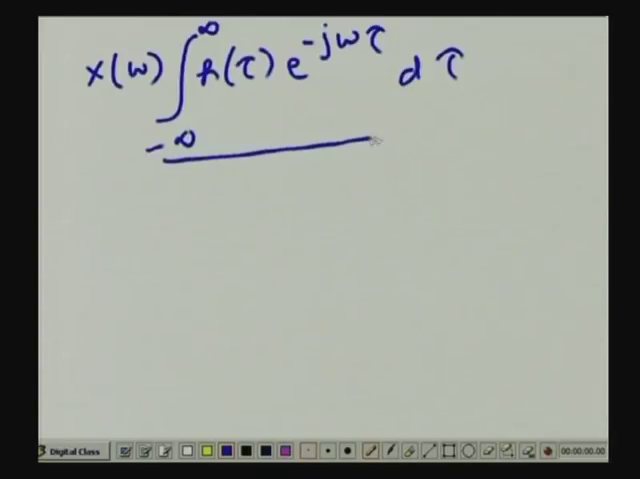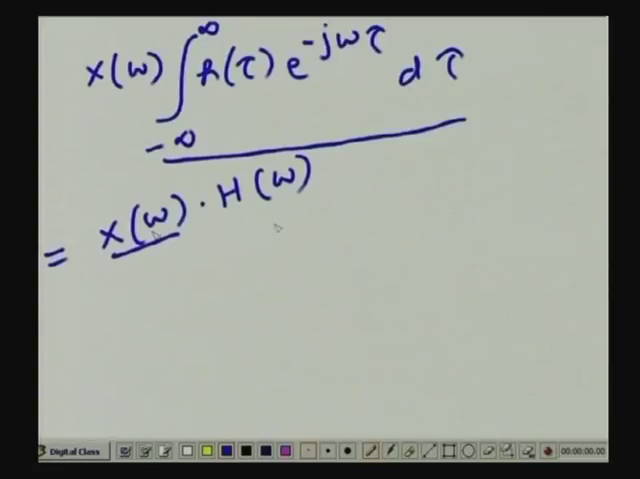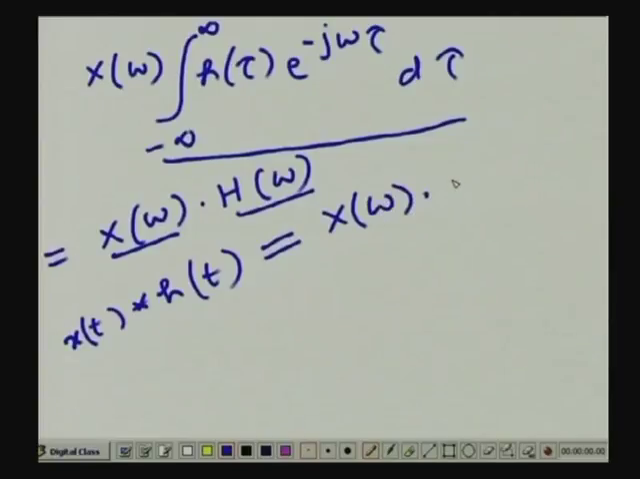Again, you find that from the definition of Fourier transformation, this is nothing but the Fourier transformation of the time signal h t. So, effectively this expression comes out to be X of omega into H of omega, where X of omega is the Fourier transform of the signal x t and H of omega is the Fourier transform of the signal h t. So, effectively this means that if I take the convolution of two signals x t and h t in time domain, this is equivalent to multiplication of the two signals in the frequency domain. So, convolution of the two signals x t and h t in the time domain is equivalent to multiplication of the same signals in the frequency domain.